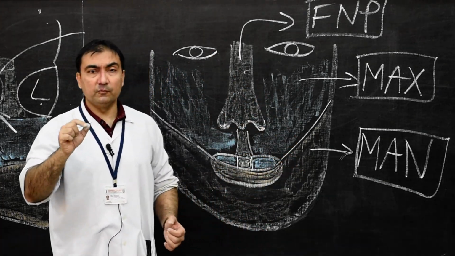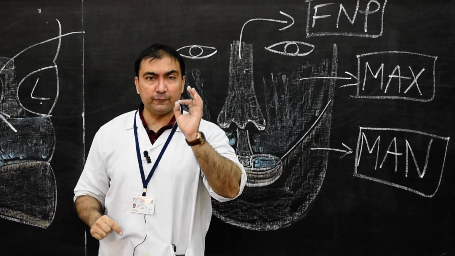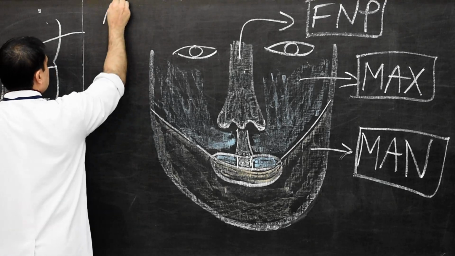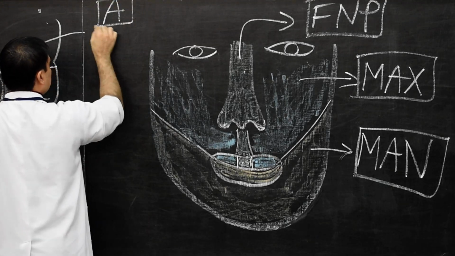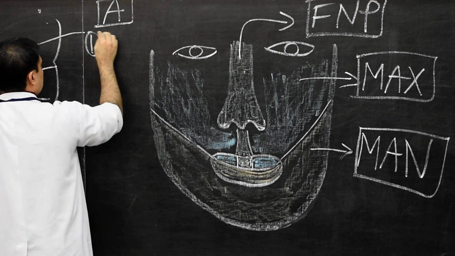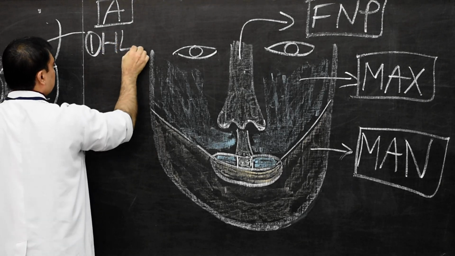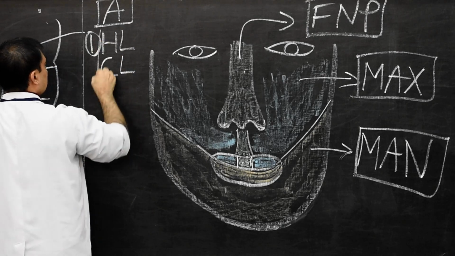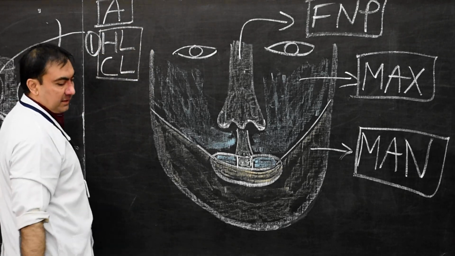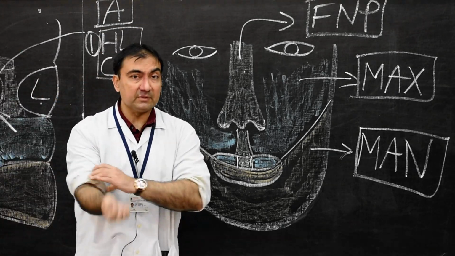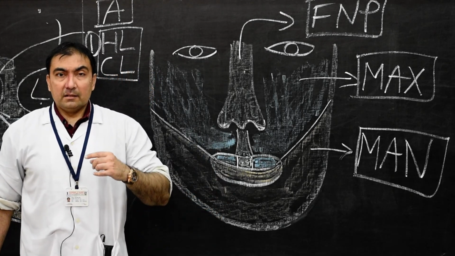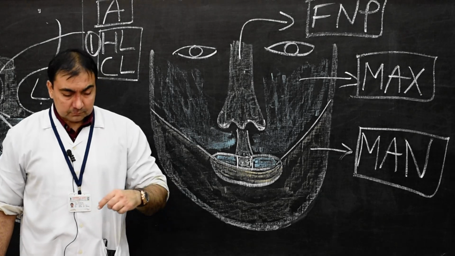Now anomalies, very important anomalies, right? These 4 anomalies. Number 1, the first anomaly. The first anomaly will be our hare lip, or it is known as the cleft lip. Please write it in this way, H-A-R-E, hare lip or cleft lip. Now these anomalies are asked in MCQs.